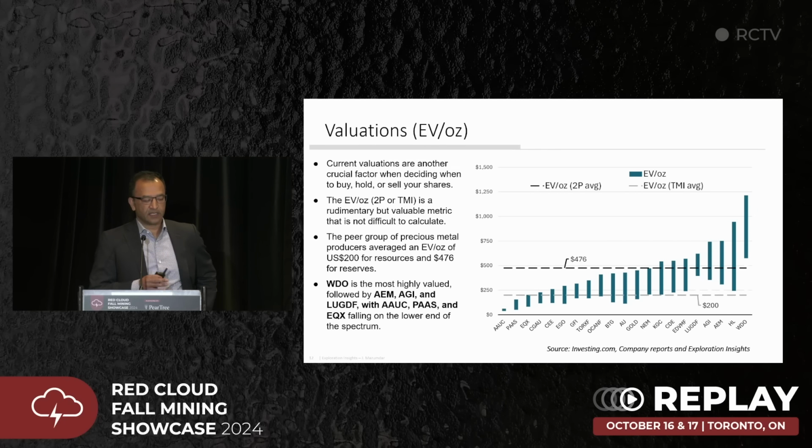So this is EV per ounce over reserves, proven and probable, and then also over total mineral inventory, which again is inferred, measured, and indicated. So it's not a difficult metric to calculate, and that's what's nice about it. So this is that same peer group that I showed you before in terms of producers, and you can see that the average EV per ounce, and this was taken for the end of September numbers in terms of EV, is $200 per ounce per total mineral inventory, 475.76 for reserves.